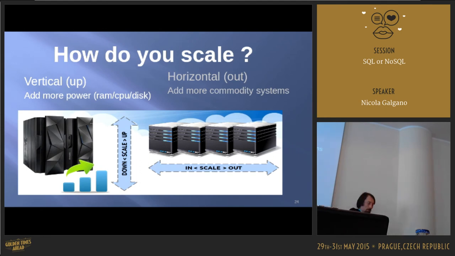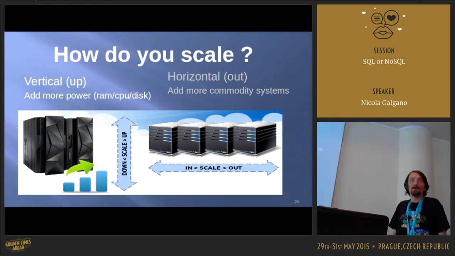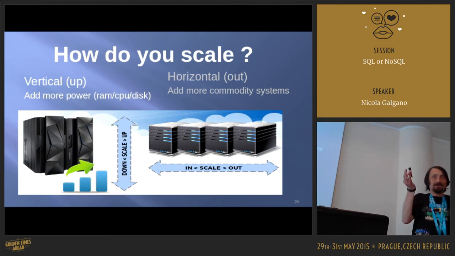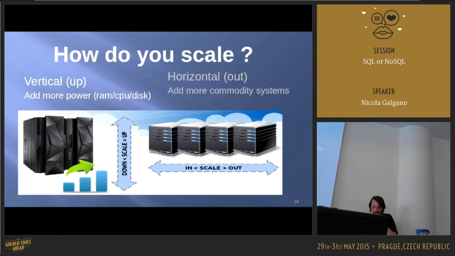How do you scale? Like the example before, if you have to store 100 gigabytes, you can't in one simple machine. So you have two ways to do this. You can scale vertically, buying a big box, a big RAM, a big CPU, a big disk. Or you can scale in a horizontal way, add more boxes.